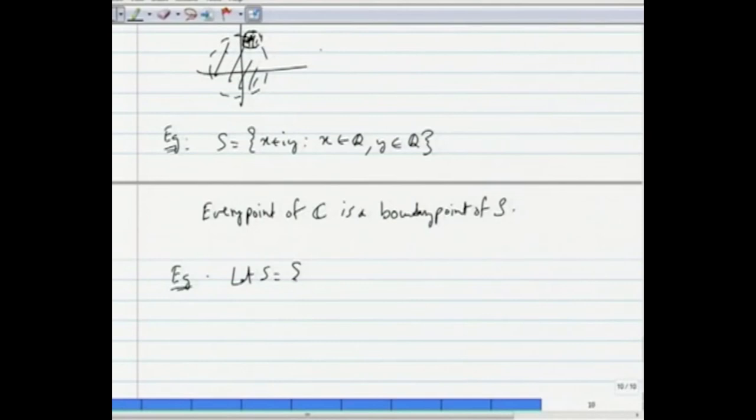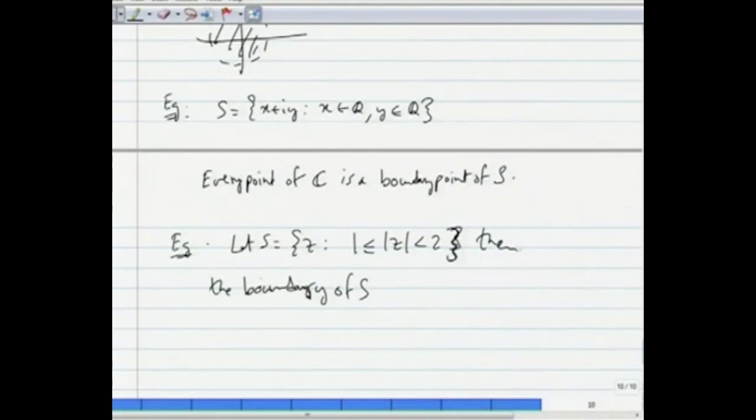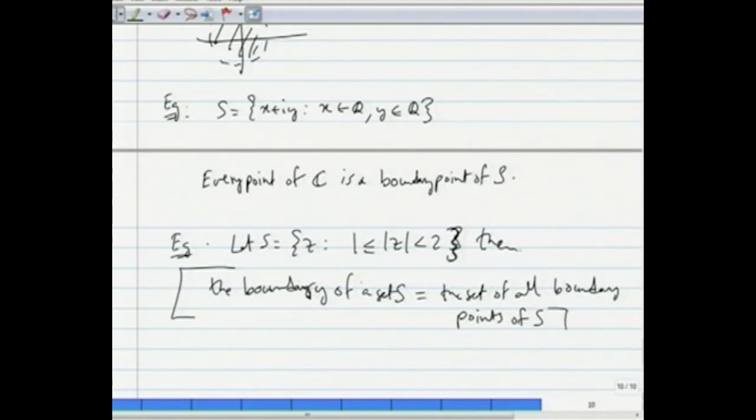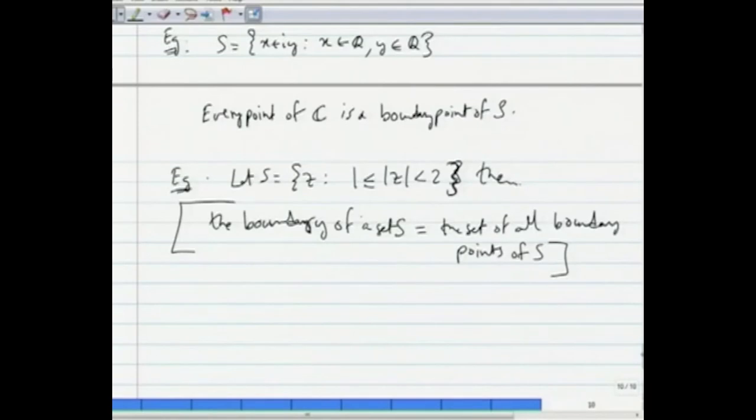Let S equal the set of all z such that 1 is less than or equal to mod z, which is less than 2. Then what is the boundary of S? As a part of this example, but more generally, let me define the boundary of a set S. Usually this refers to the set of all boundary points of S. I defined a boundary point; simply, the boundary of the set is the set of all boundary points of S.